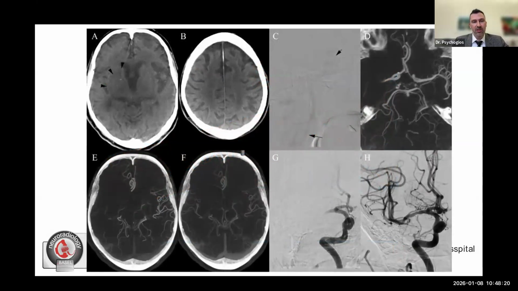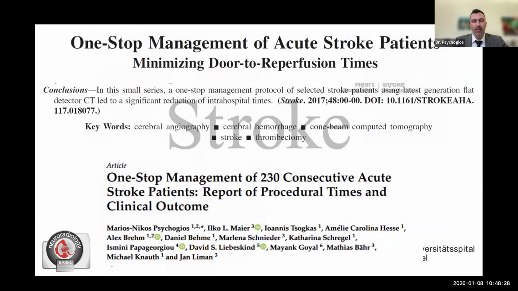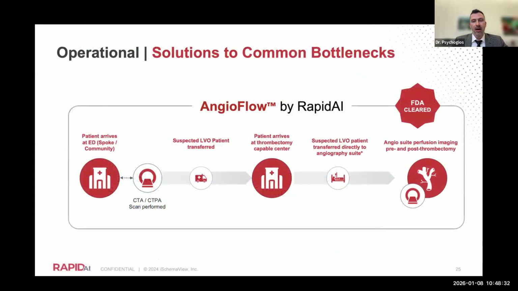So again, this was the first patient published from our group back then in Göttingen. You can see the images. Back then we only had CT and CTA. We published a lot about this, and we've shown that you save time. And now we have the AngioFlow product by RAPID, and this can also analyze the perfusion scans. So you have perfusion with your angio machine. You probably haven't heard about this before, but this is really, really important.